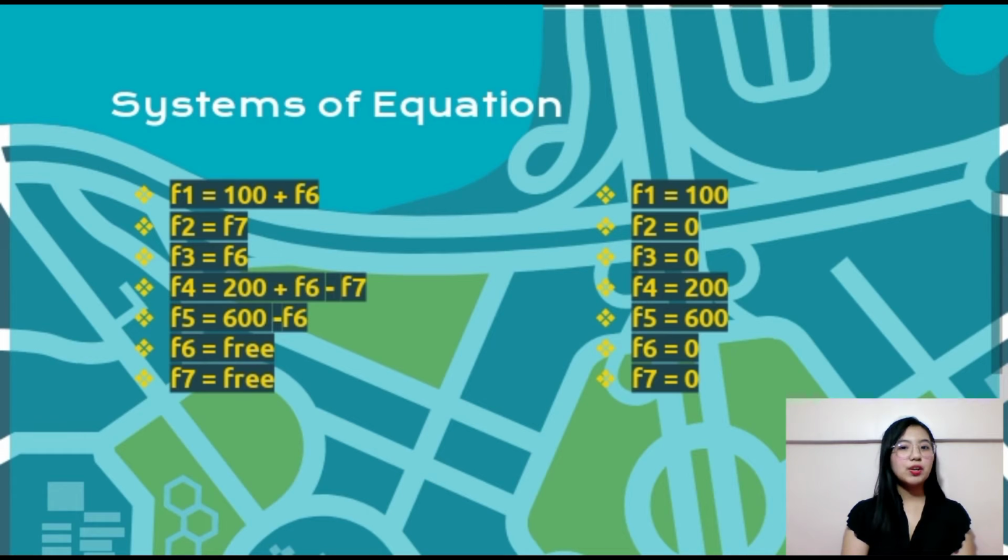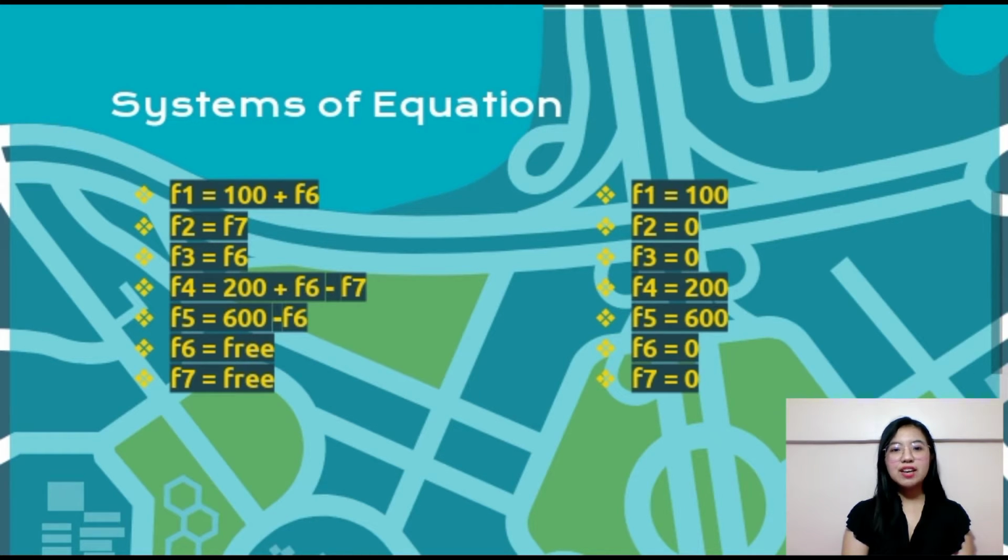This is the system of equations. The first part is the answer we can get using the Gauss-Jordan method. And we can see that the two variables, F6 and F7, are free. This means that this is a dependent problem. The values of vehicles per hour we can get depend on the values of F6 and F7.